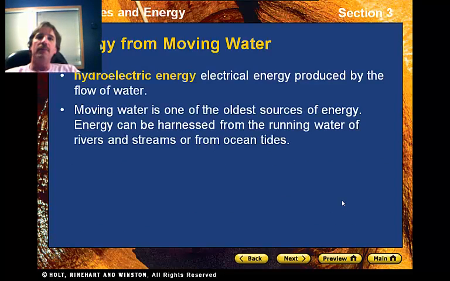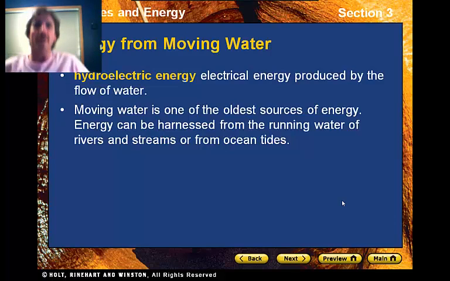Hydroelectric. Again, this is another way. It's the same idea. You're turning a turbine to generate electricity through a generator. In this case, we don't need steam. We have running water that does that. Or we can do it from the oceans and the tides.